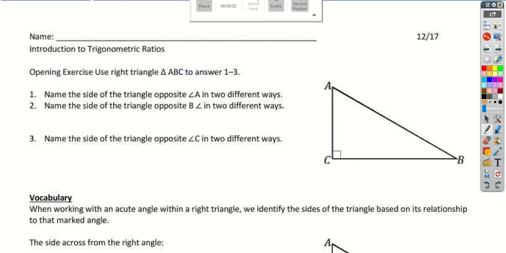All right, so this video will help you guys get through today's worksheet. So here we go. Intro to trig ratios.